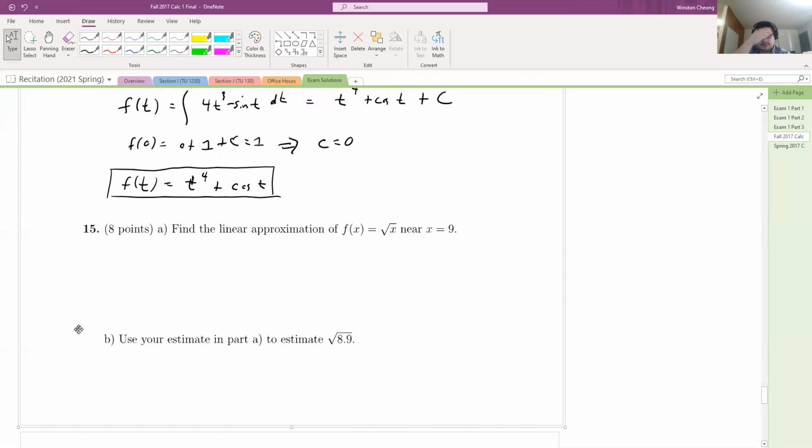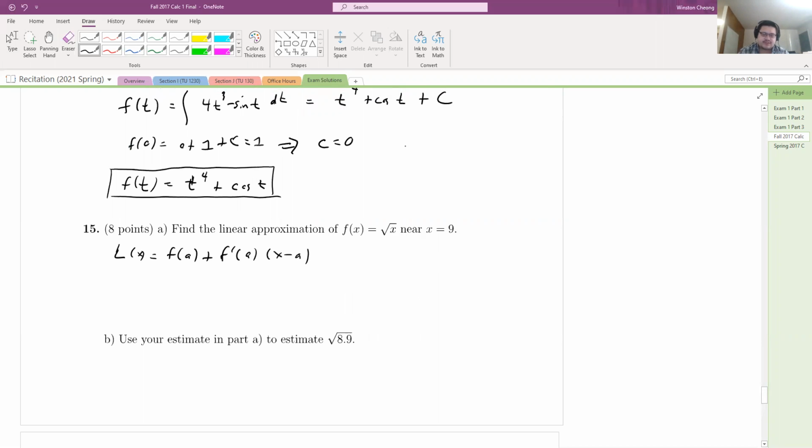Linear approximation. So that goes back quite a bit. Maybe it was the first exam. Maybe it was the second. I don't remember. But yeah, so linear approximation, the first thing that you should think of is the formula for linear approximation. So that's f of a plus f prime of a times x minus a, right?